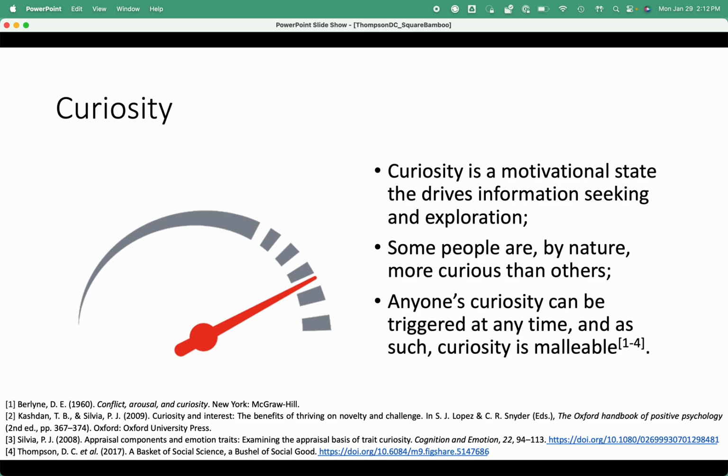So firstly, some general words on curiosity, a trait of great importance to individuals engaged in cross-disciplinary pursuits. Curiosity is a motivational state that drives information seeking and exploration. While some people are more curious than others, anyone's curiosity can be triggered at any time, and as such, curiosity can be considered malleable. There are validated measures to assess your own curiosity, should you be interested.